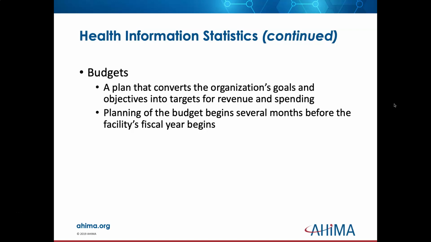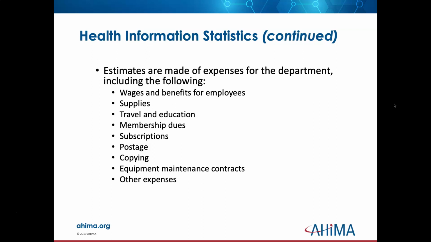You're budgeting so far in advance because it has to go through all these steps to get it done and get it approved and get it back into systems and back down to department leaders that you're often guessing almost a year in advance what life is going to be like. So things that just pop up like COVID can absolutely wreck your budget. You make estimates of expenses for the department, including wages and benefits, supplies, travel and education, membership dues, subscriptions, postage, copying, equipment maintenance contracts, and any other expenses you can possibly think of.